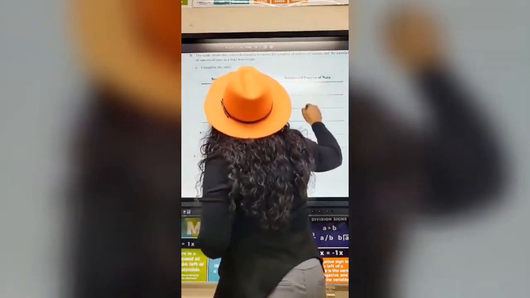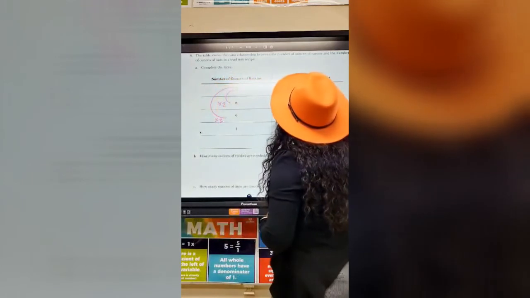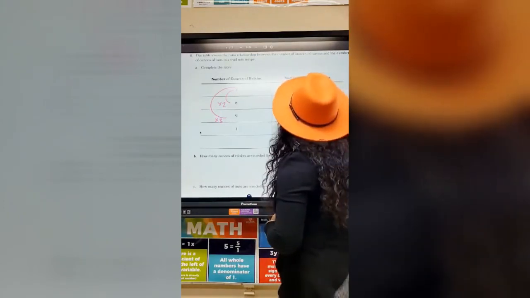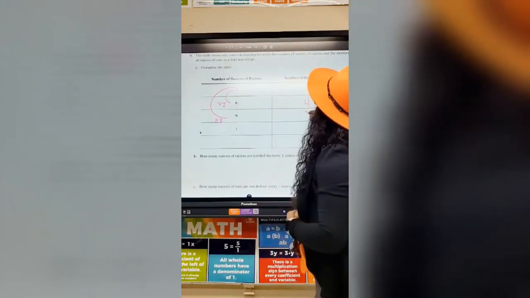So I can complete these first few. So 2, I want to multiply that by 2 here, and then by 3 here. 2 times 2 is 4, and 2 times 3 is 6. So now that I've completed those, I can go ahead and start working towards the other ones.